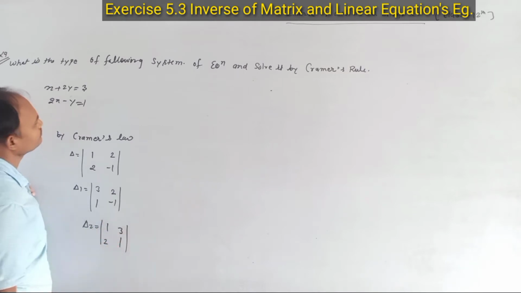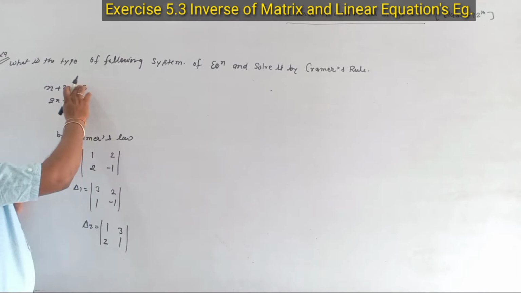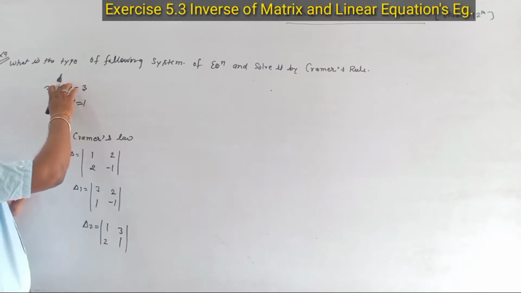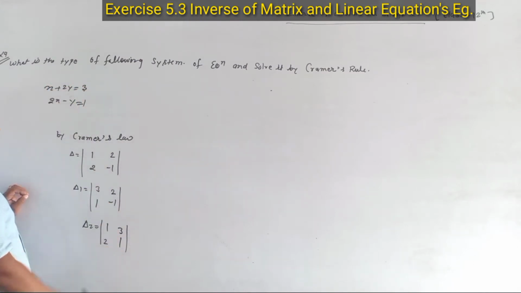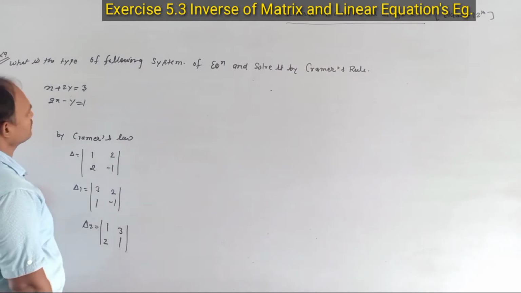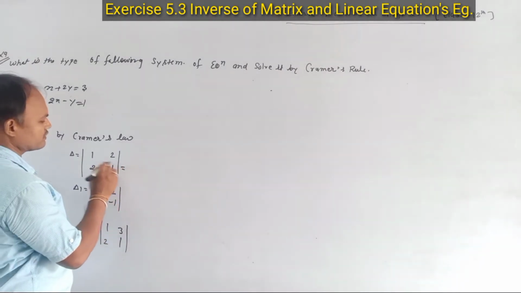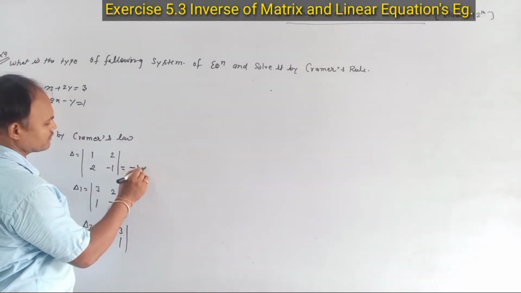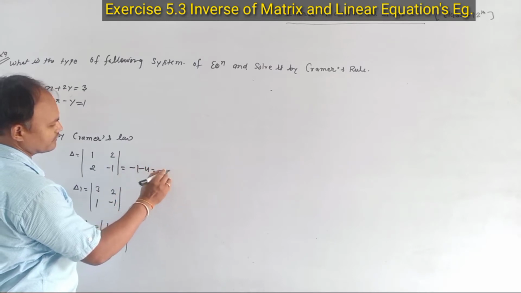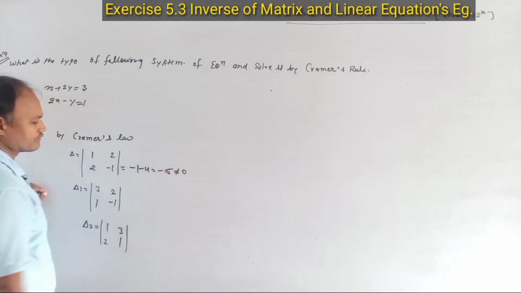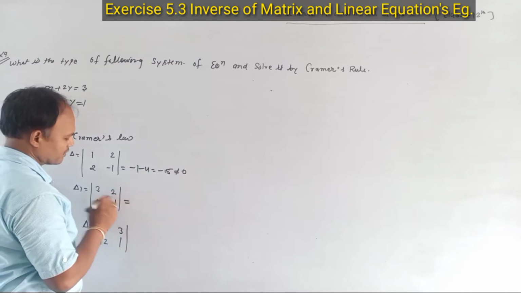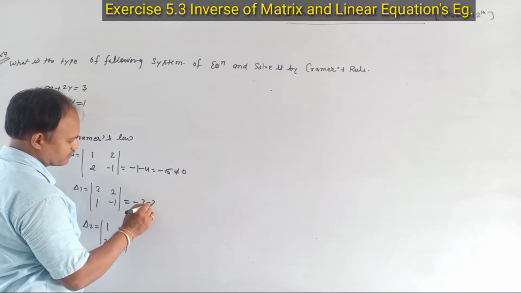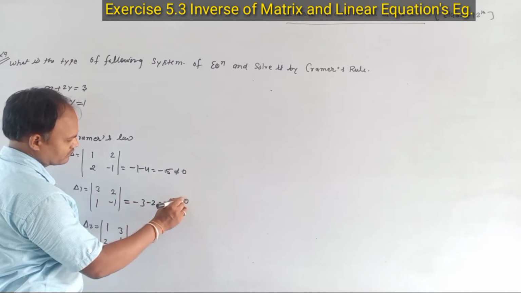Okay, when we have to find the value of y, we put 3, 1 here, so we get 1, 2 and 3, 1. Now it is minus 1 minus 4, so we can say that it is minus 5, not equal to 0. What about here? It is minus 3 and minus 2, so we can say that minus 5 is not equal to 0.